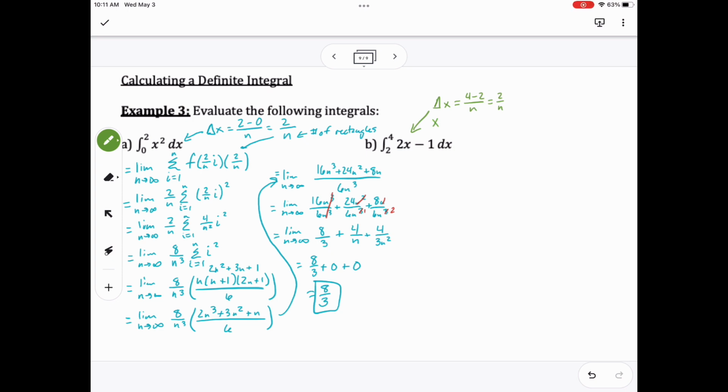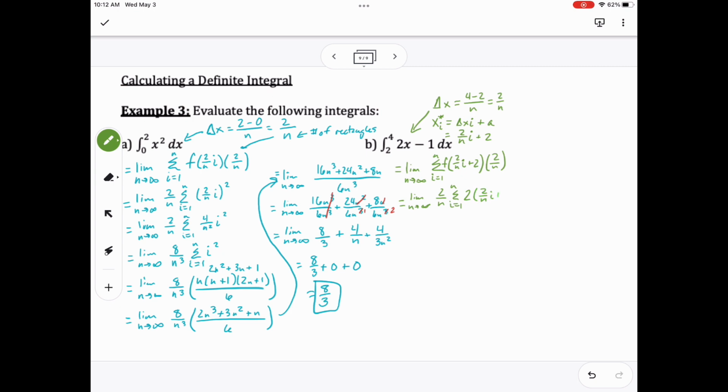So letter B, same thing, but here notice that we're not starting at 0 anymore, we're starting at 2. So we have to incorporate that into our calculations. So it is going to be the change of x times i plus what our starting value is. We didn't do this before because the starting value is 0, and so that doesn't change the change of x times i. So now I'll have to do 2 over n times i plus 2 because I'm starting at 2.